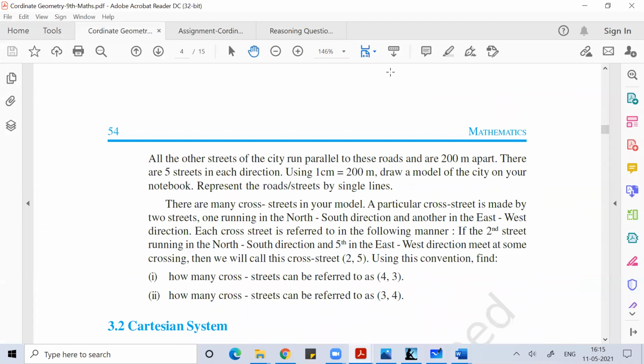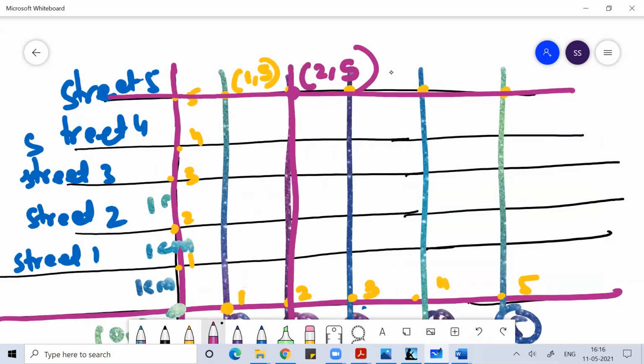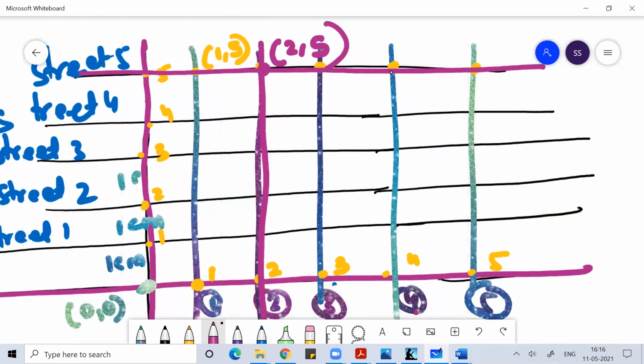So using this convention, find how many cross streets can be referred to as 4, 3. This is 4, and this is 3. So how many cross streets can be 4, 3? Only one cross street. There cannot be more than one cross street. Correct? There will be one cross street.